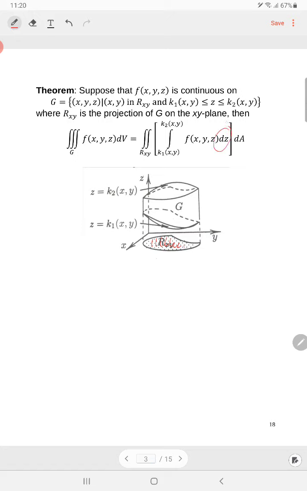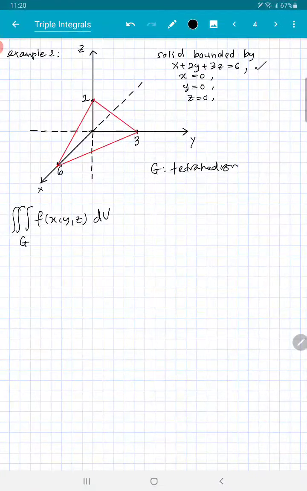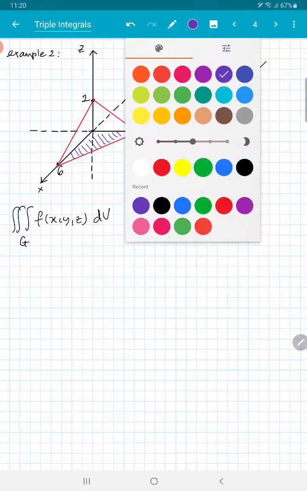So the order of integration should be with respect to z first, and then the upper limit would be the top surface and the lower limit would be the bottom surface. Okay, so let's say we want to project our solid onto the xy plane. If we do that, then our region on the xy plane would be a triangle, like so.